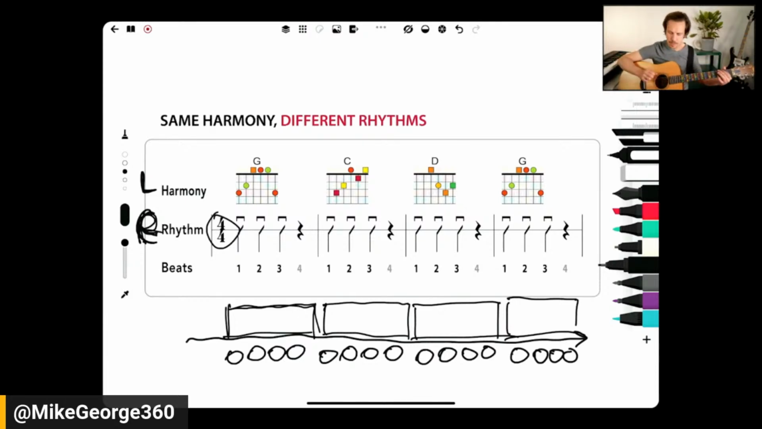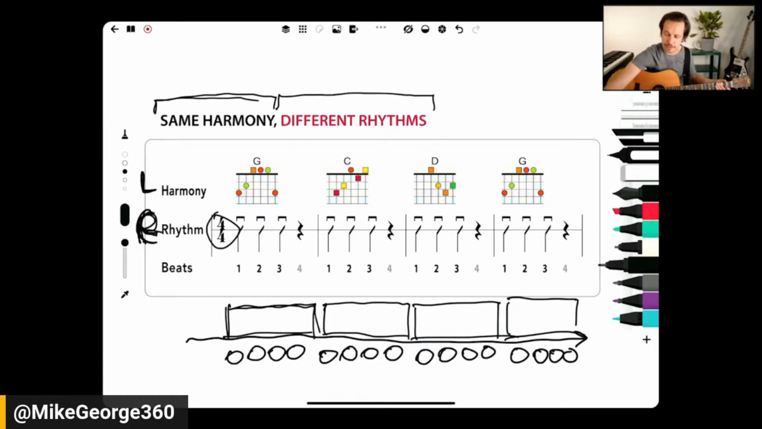So let's play the same harmony and a couple of exercises with different rhythms. And you'll notice that there is a difference between your left hand and your right hand. Your left hand is playing the harmony, while your right hand is playing the rhythm, and they're working two things at once. So before we get into the rhythm, let's just simply, I'm not even focusing on the rhythm here. So I'm not focusing on the duration symbols.